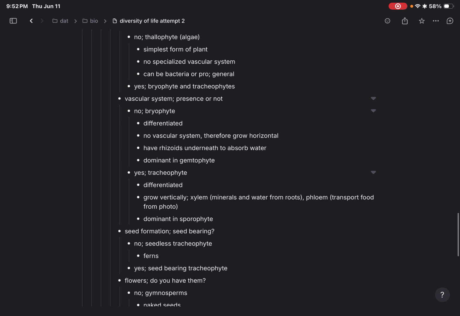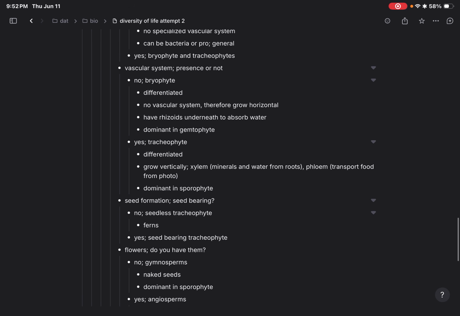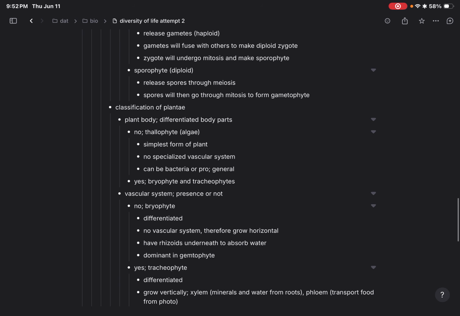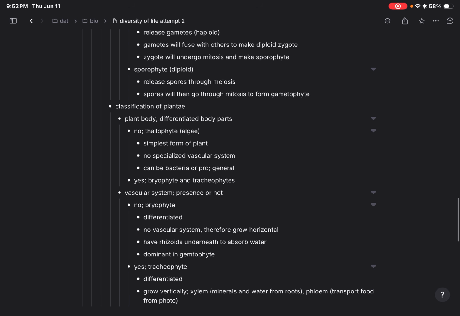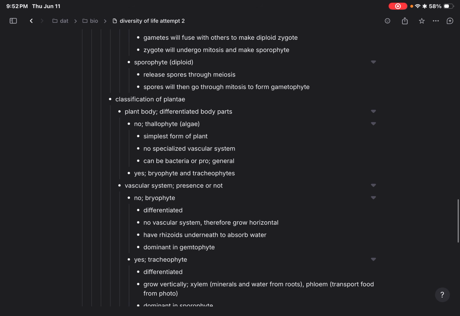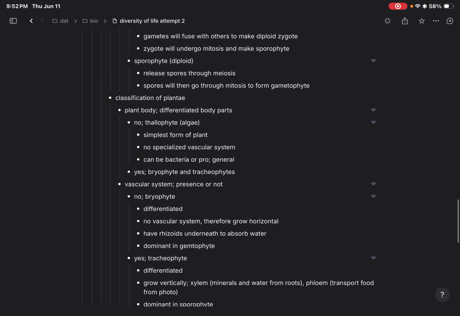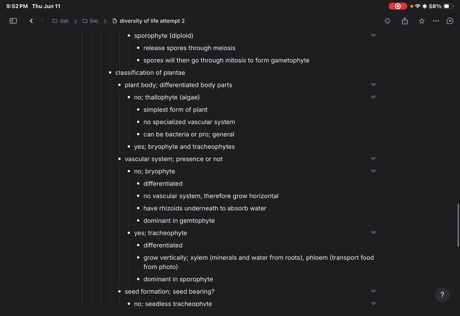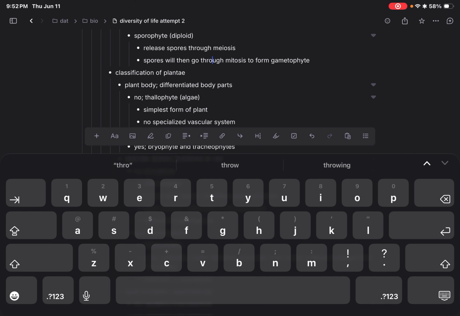So now we move on to how we classify plants. There are four main ways we separate them. The first question we ask is, do they have a plant body? Are they differentiated? If yes, they are called a bryophyte or a tracheophyte. So maybe it's easier just to say no. With no differentiation in the plant body, you are a thallophyte. That's basically algae. They're the simplest form of plant, no vascular system, can be bacteria or protist, doesn't matter. It's a general term.